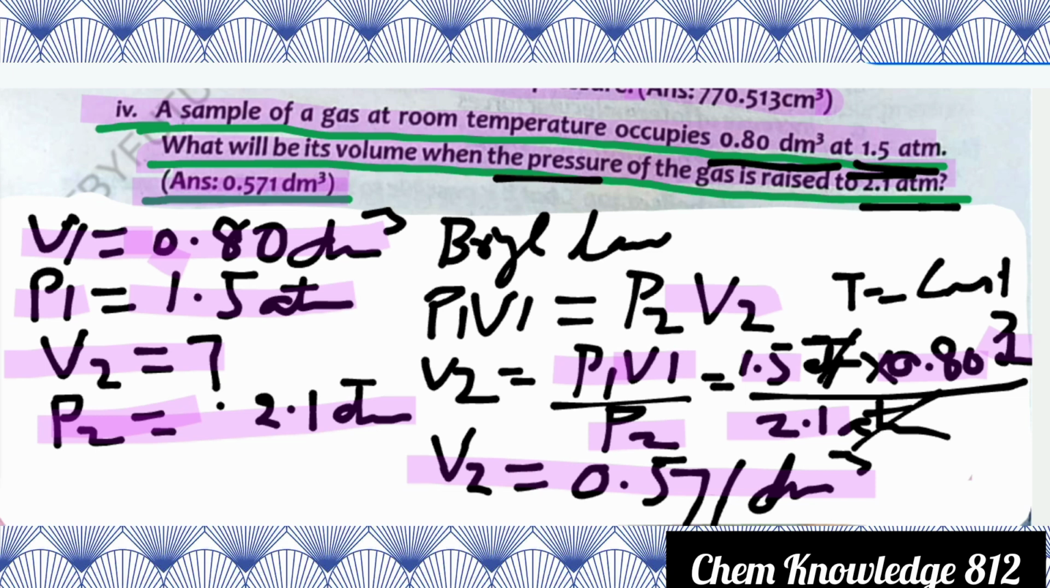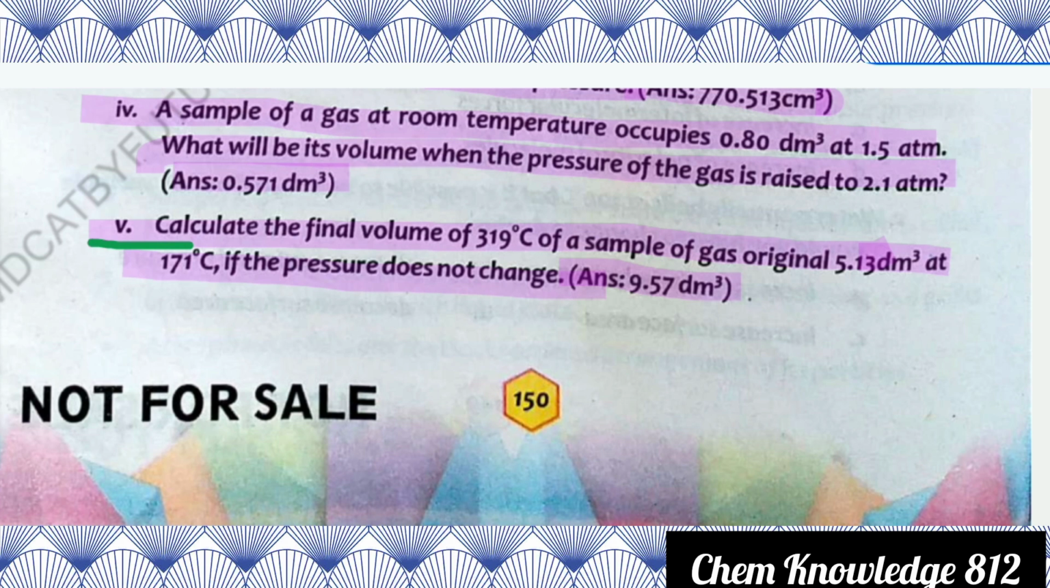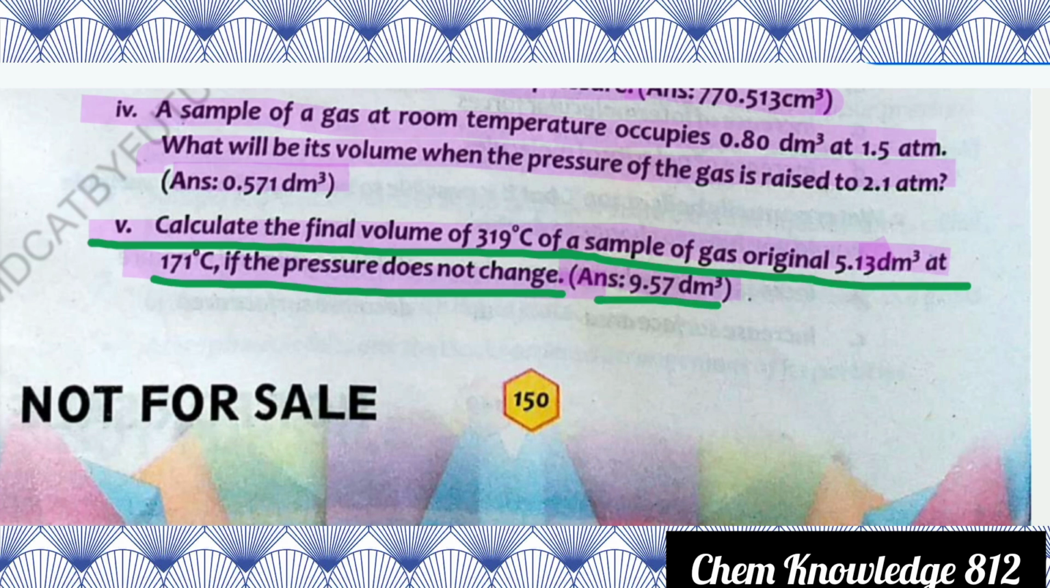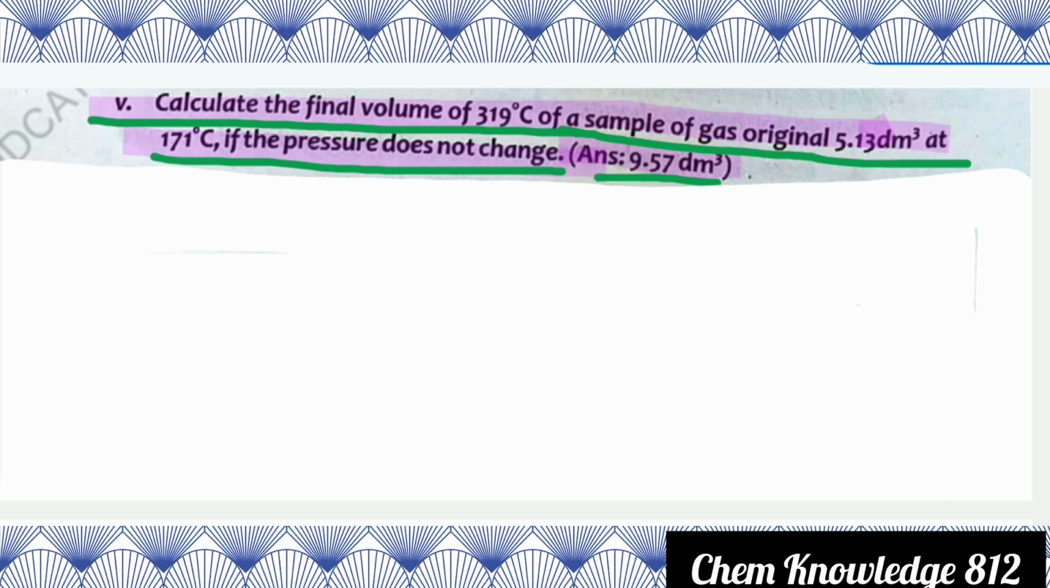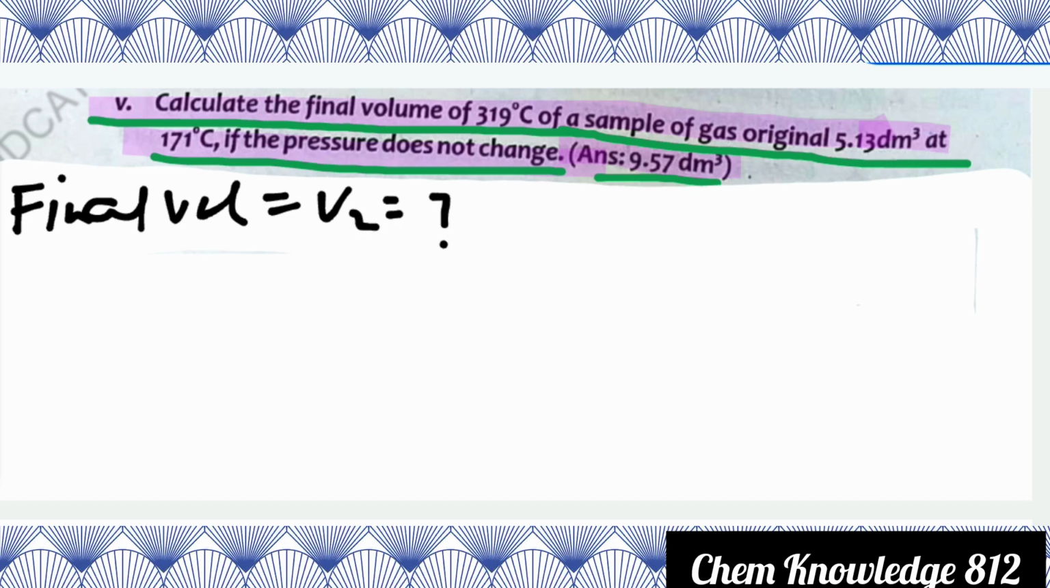Now let's come towards question number 5, which says: calculate the final volume at 319 degree centigrade of a sample of a gas originally 5.13 cubic decimeter at 171 degree Celsius, if the pressure doesn't change. The answer is 9.57 cubic decimeter. So in this case, we are going to determine the final volume, V2, which is unknown.